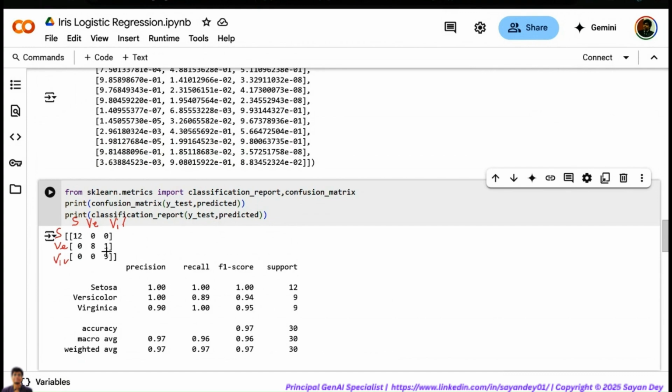And what is the benefit? The benefit is that you can look at these individual numbers and understand how the model is performing. So whatever model you trained on the training data, how is that model performing on the unseen test data?